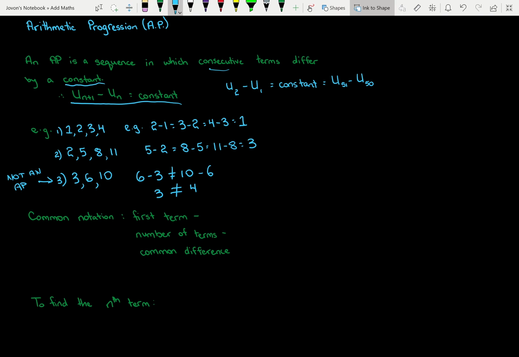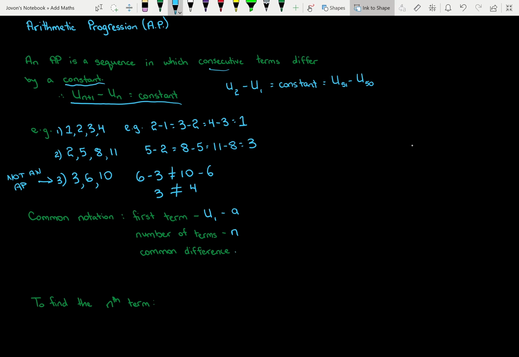So for an AP now, we have some common notation. The first term in an AP, remember we call the first term u of 1. So in an AP, we assign it the letter A. So if ever we're referring to the first term, we refer to it as A. The number of terms, we use the letter N. So if I want to find, let me say, the fifth term, it would be u of 5.